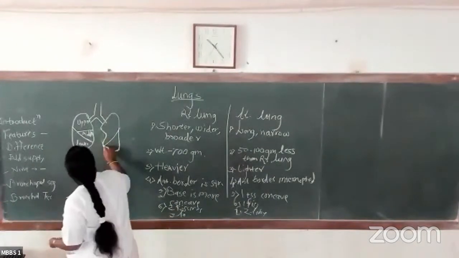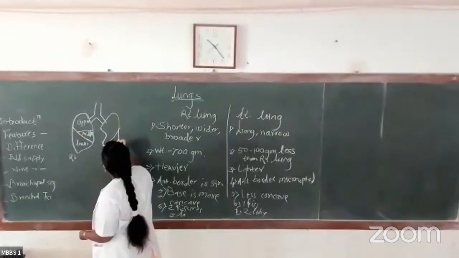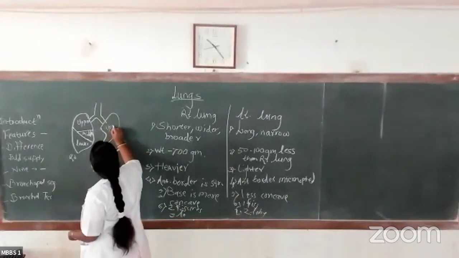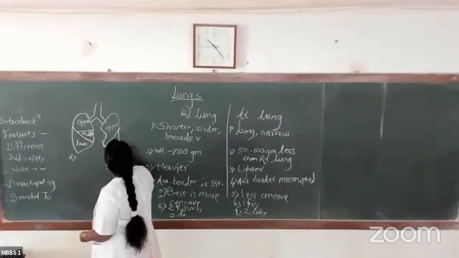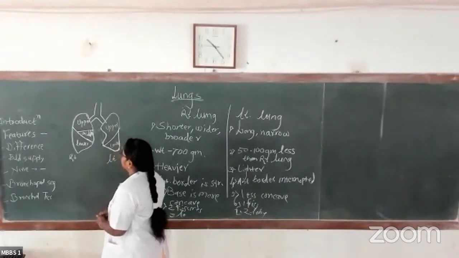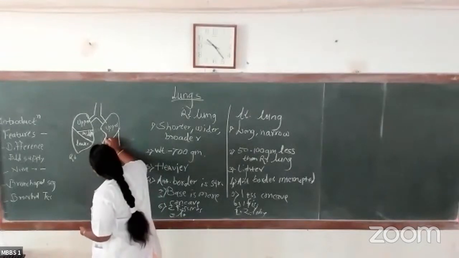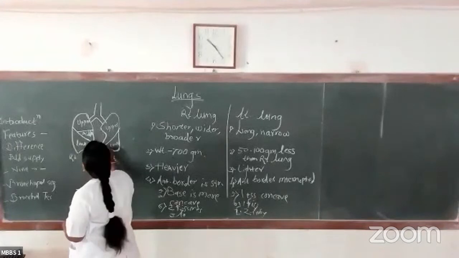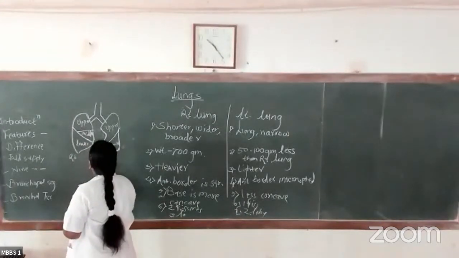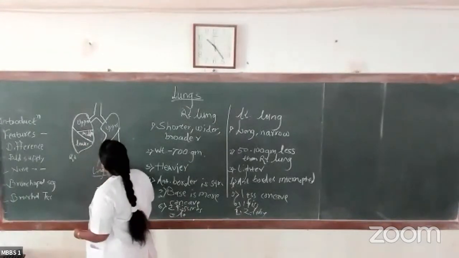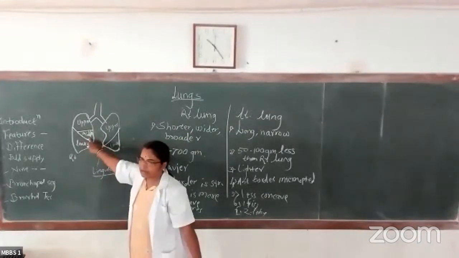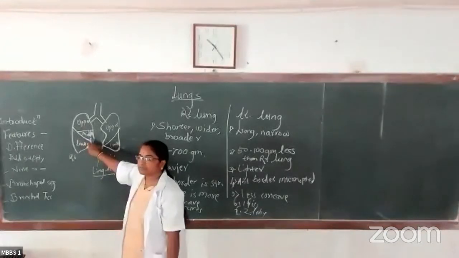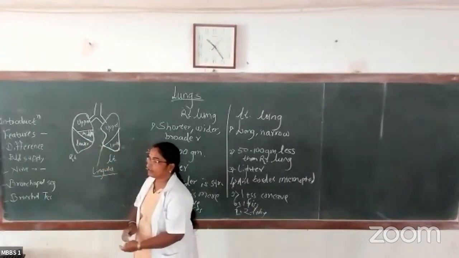Now due to presence of the oblique fissure in case of left lung, the left lung is divided into only two, that is upper and lower lobes. Now there is a tongue-shaped projection below the cardiac notch, which is called lingula, which represents the middle lobe of the right lung. So the lingula represents the middle lobe of the right lung.